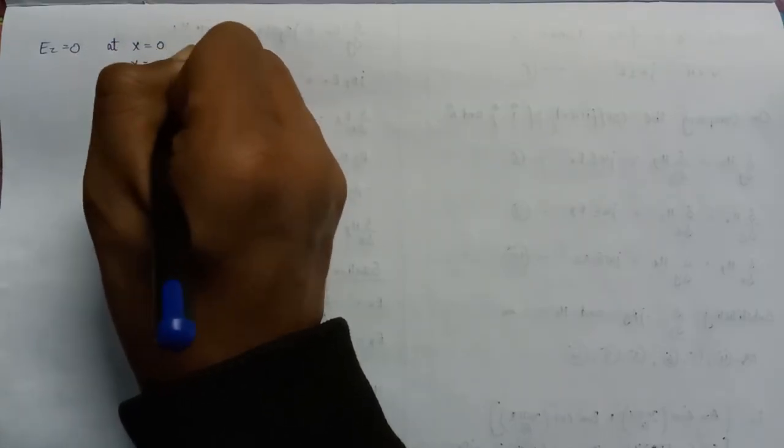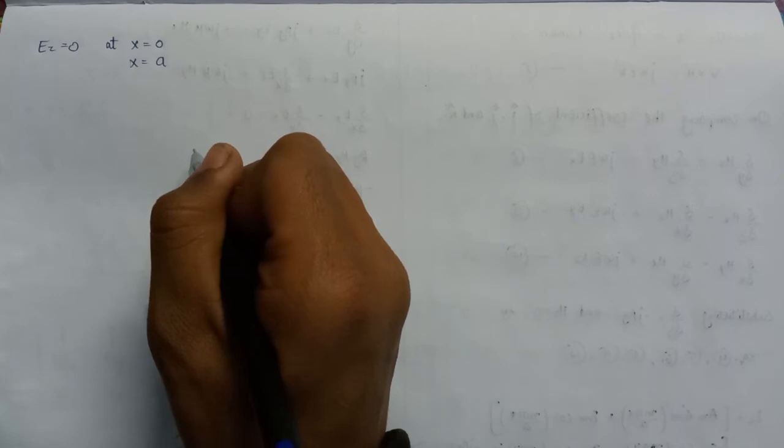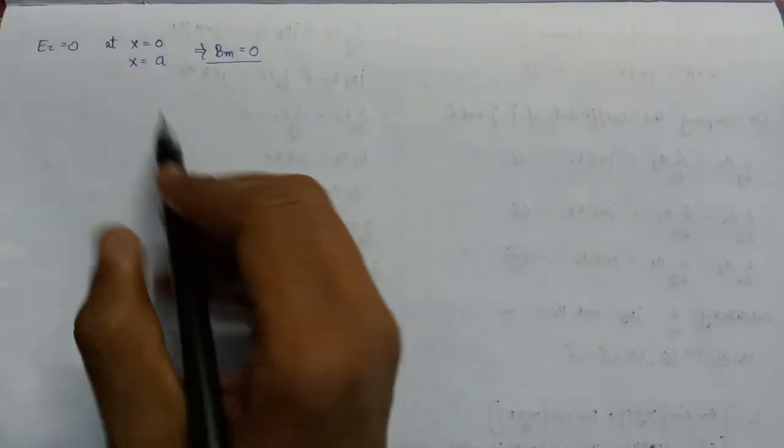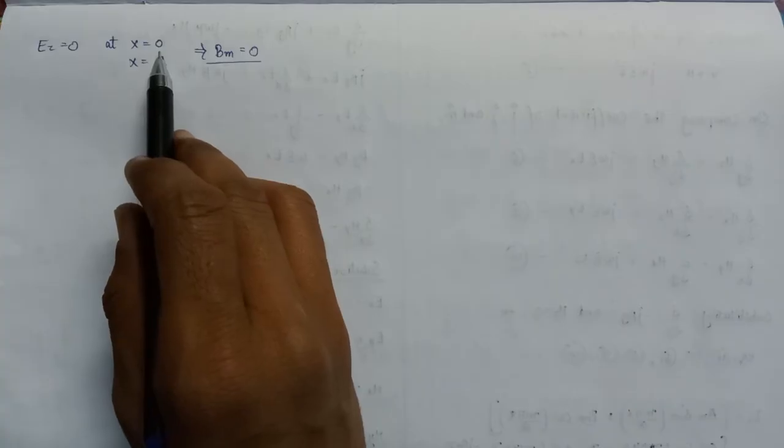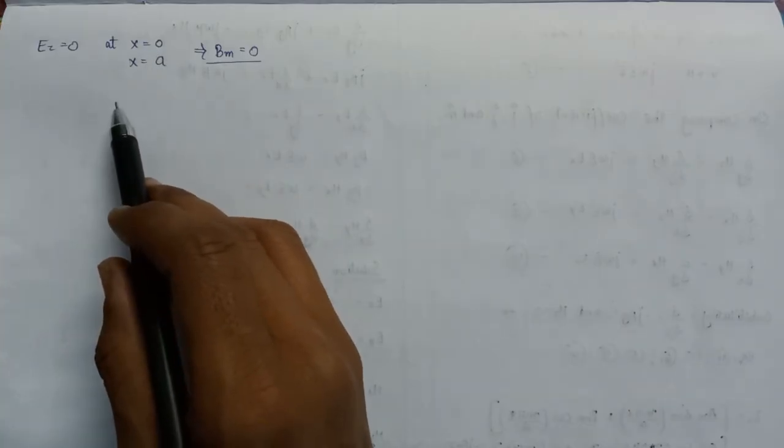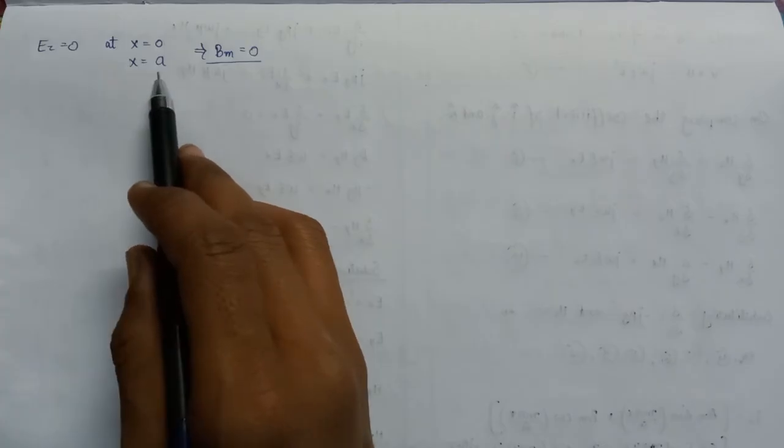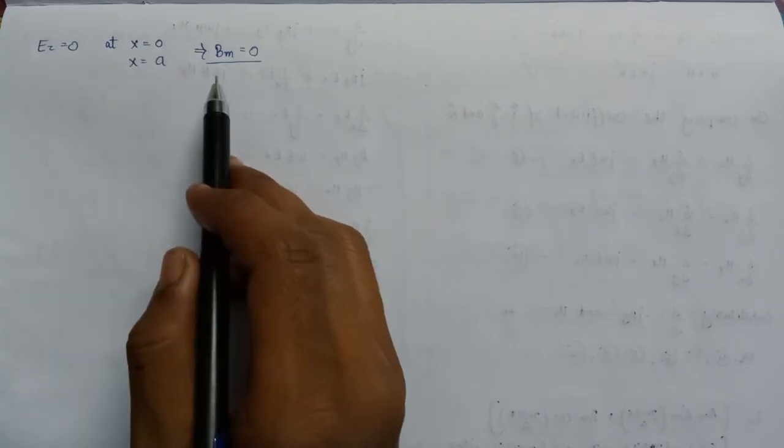So according to the first boundary condition, since we know that the value of E of z is equal to 0 at x equals 0 and x equals a, this implies that the component B of m will be equal to 0 only. Here x equals 0 represents the LHS or the origin side of the rectangular waveguide, and x equals a represents the right hand side of the rectangular waveguide.